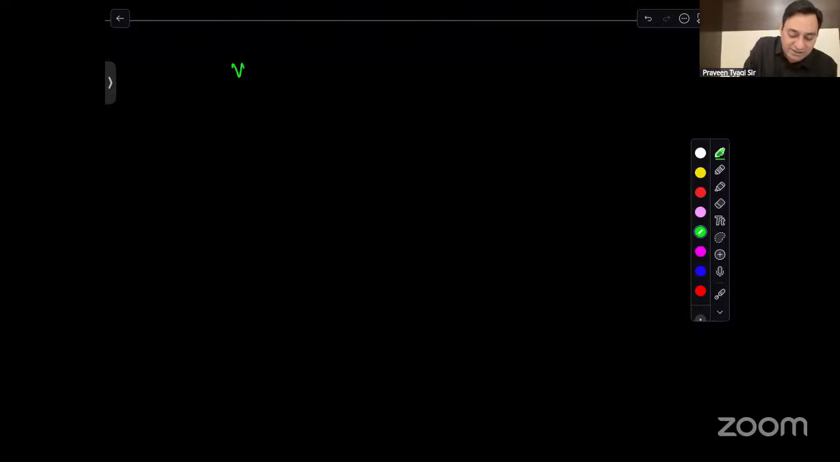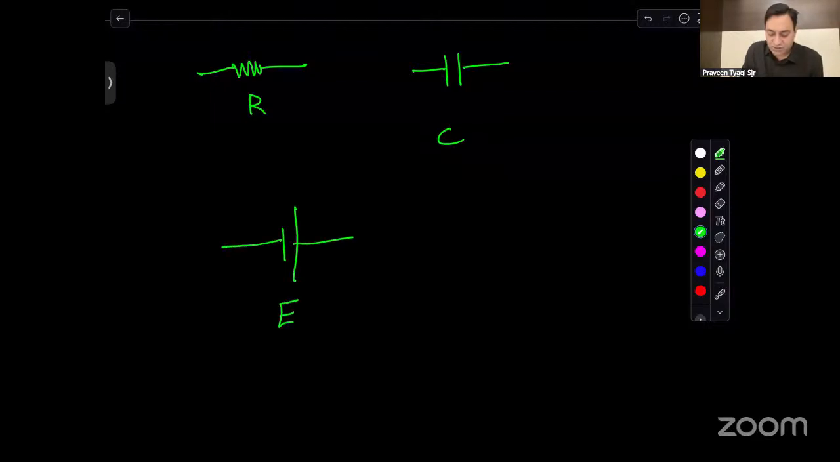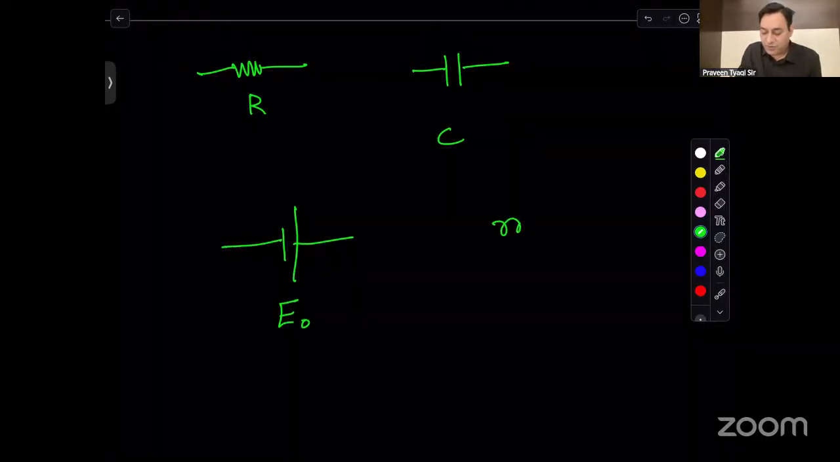One is your resistance, R. The other is capacitance, C. This is the symbol. One is your battery, EMF, voltage, E naught, whatever. And the fourth will be your inductor.